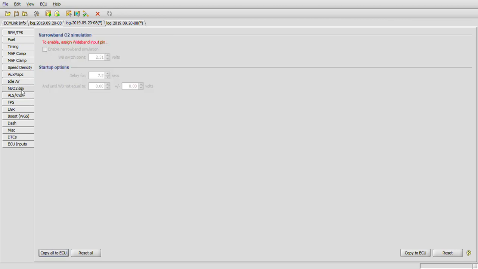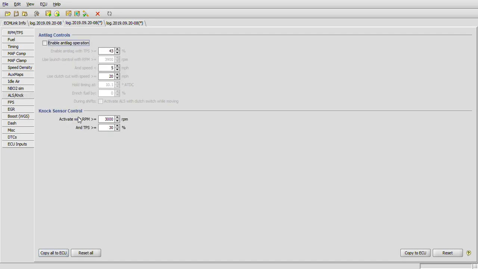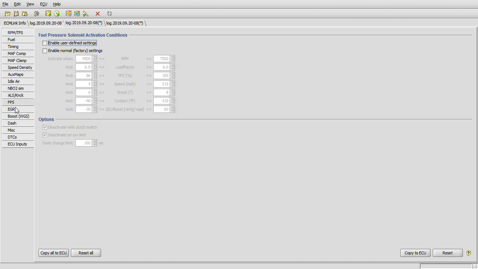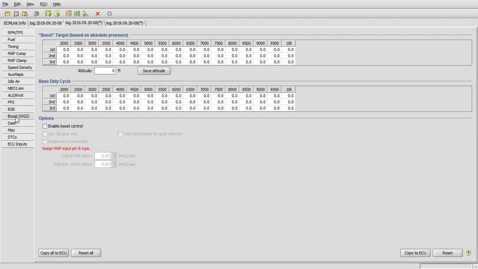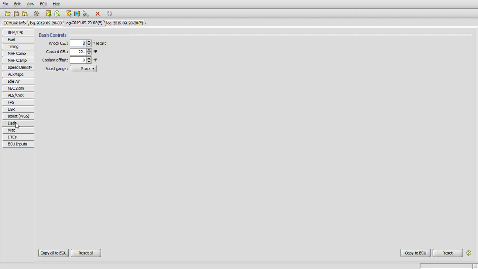Again, no wideband, we're not simulating a narrowband O2 sensor. No analog. These numbers here are fairly reasonable. I would probably leave them where they're at. Fuel pressure, solenoid activation, stock. EGR, stock. Boost, we're not using boost control from ECMLink, obviously. These are looking somewhat decent.